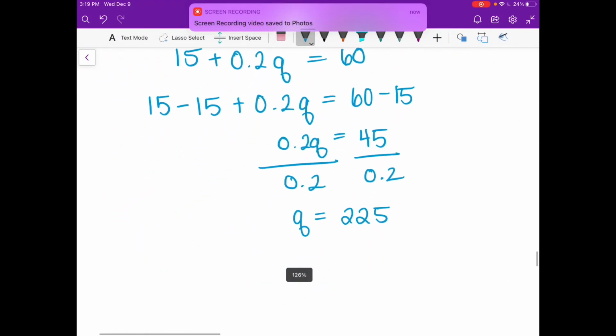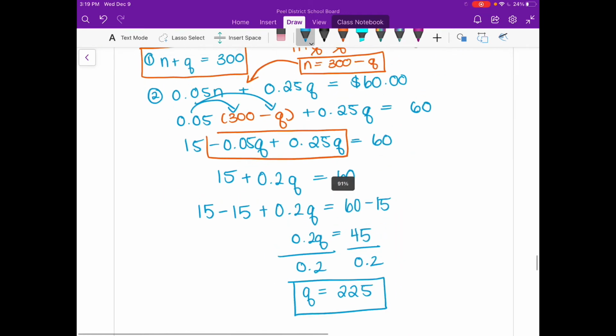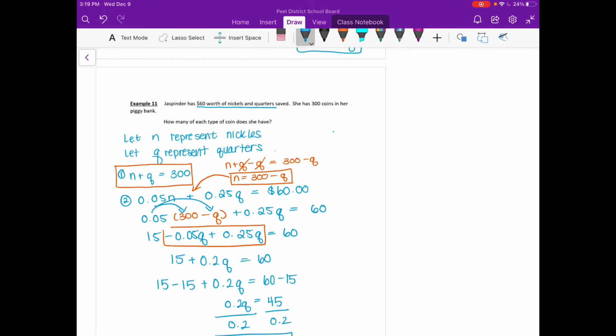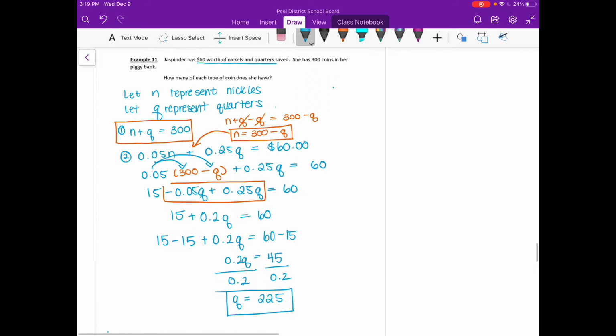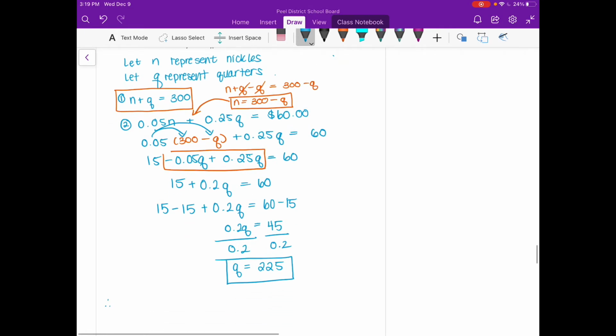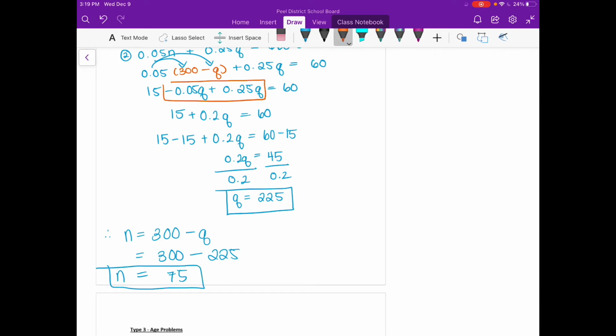And I had said, sorry everyone, my recording just stopped. And I had said that q, if I just go back here, represented the amount of quarters I had. So therefore, you have 225 quarters. If I wanted to find out how many nickels I had, I just have to go back and plug that into that equation. So I have n is equal to 300 minus q, equals 300 minus 225, which will give me 75. So I have 75 nickels and 225 quarters, so I'm just going to write that in.